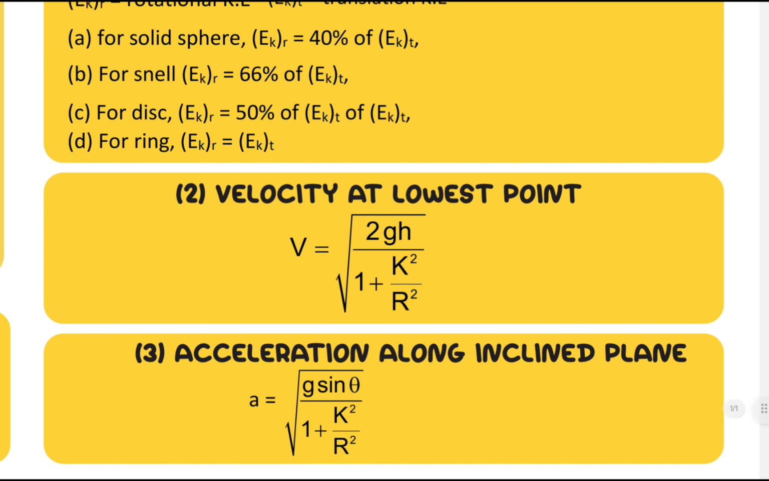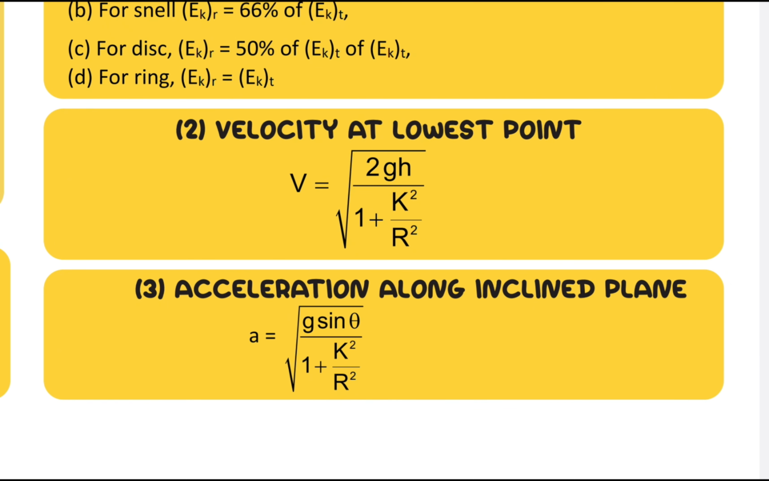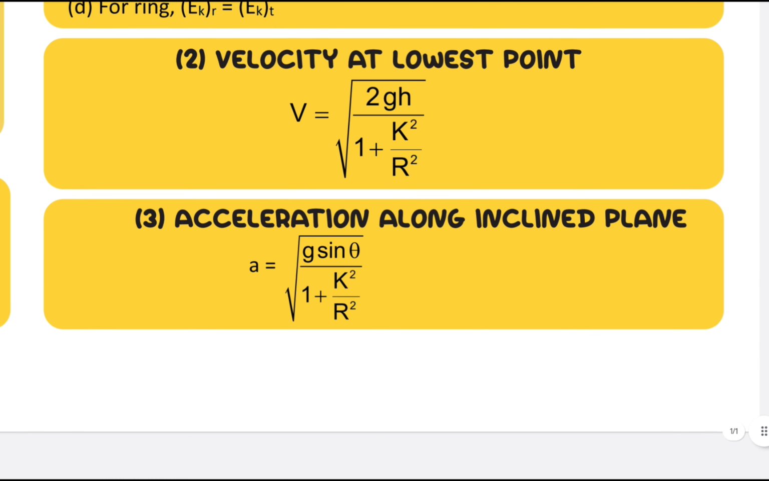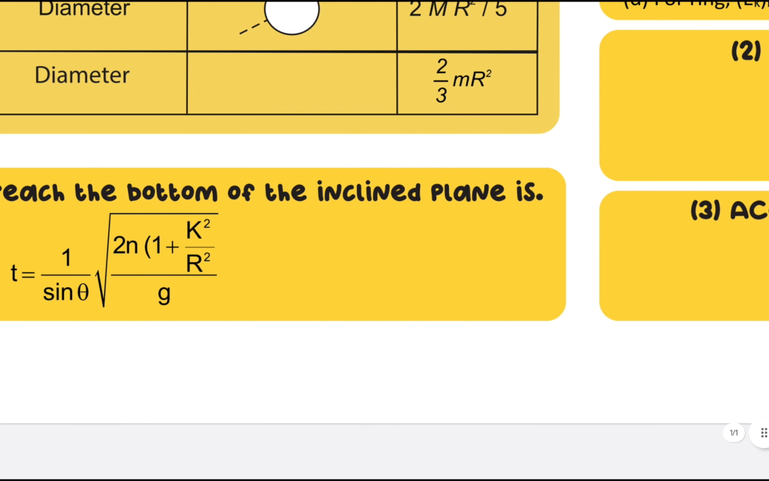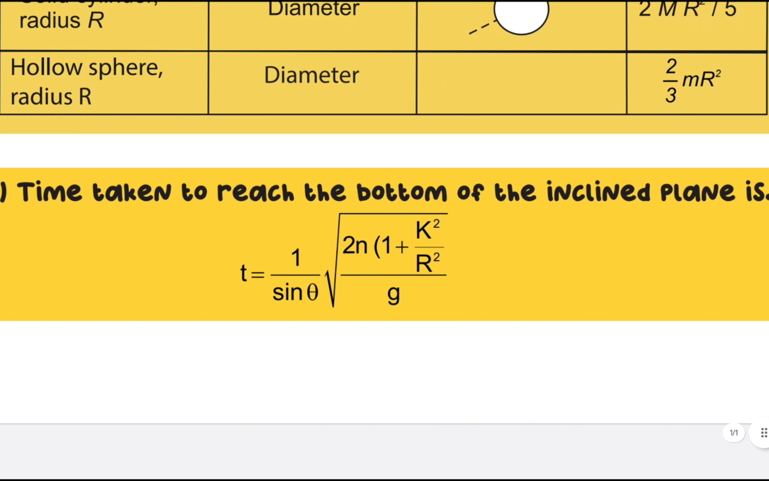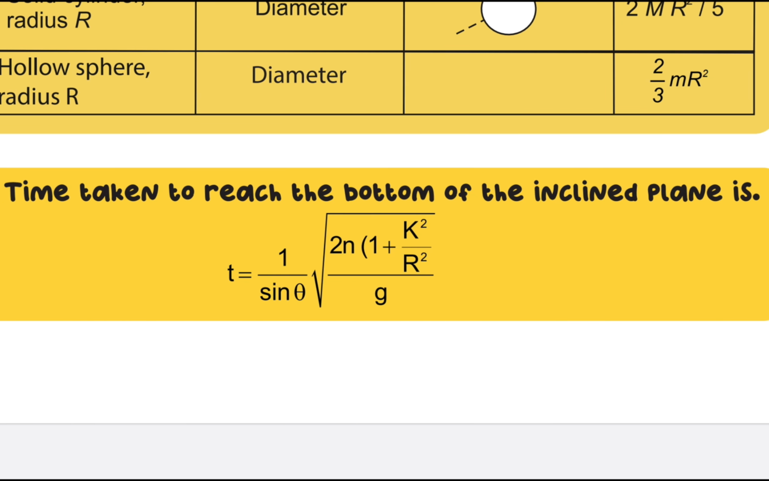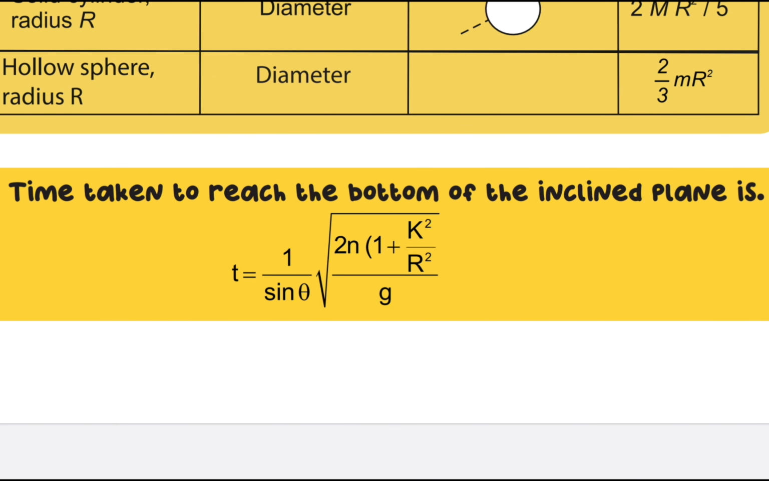Velocity at the lowest point: v is equal to root of 2gh by 1 plus k square by r square. Acceleration along the inclined plane: a is equal to g sin theta divided by 1 plus k square by r square. The time taken to reach the bottom of the inclined plane is t equal to 1 by sin theta into root of 2h into 1 plus k square by r square divided by g.